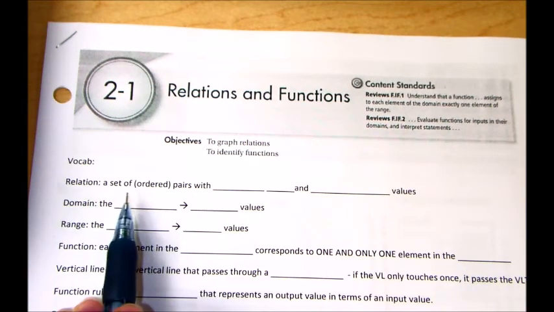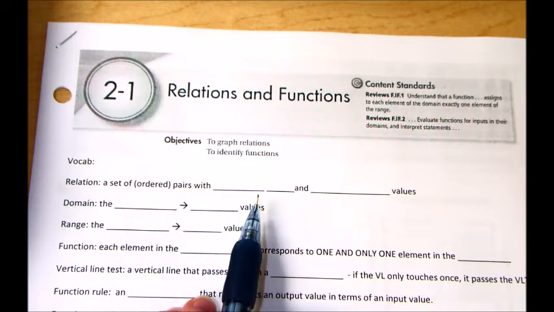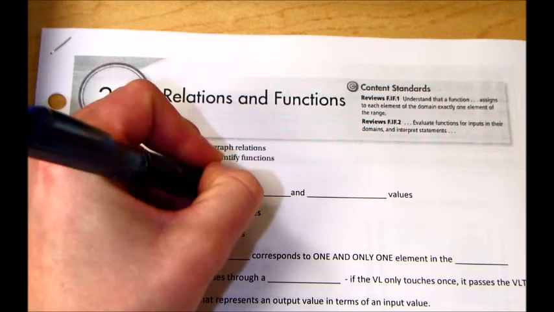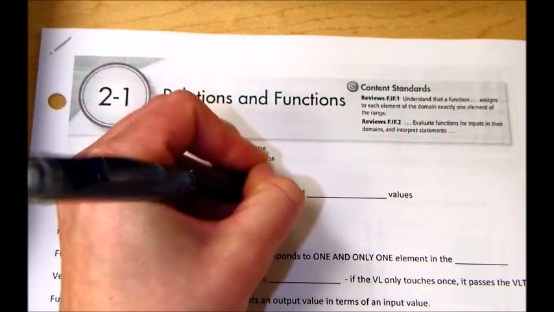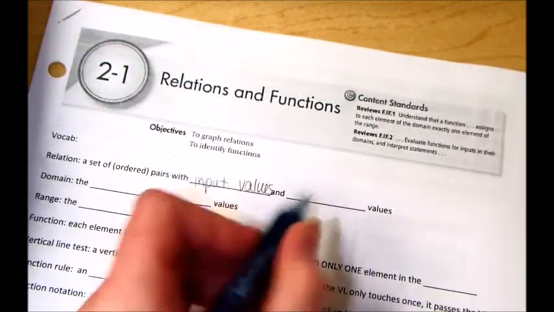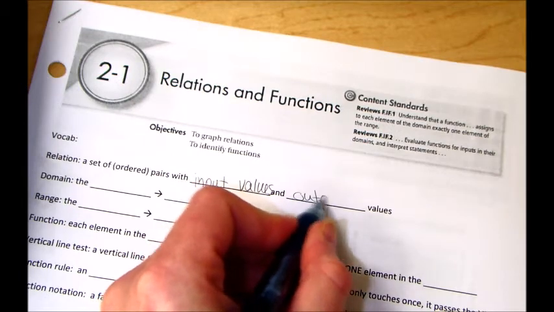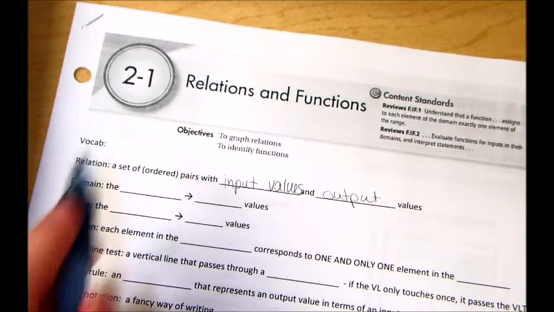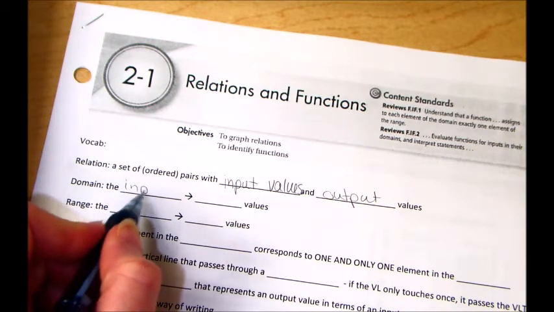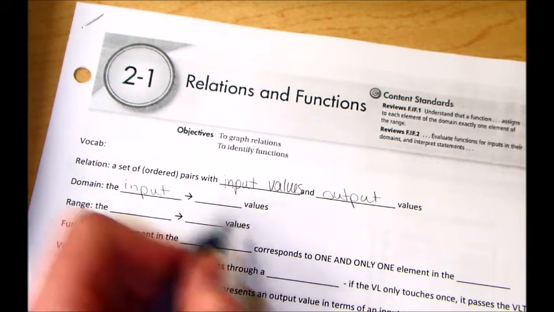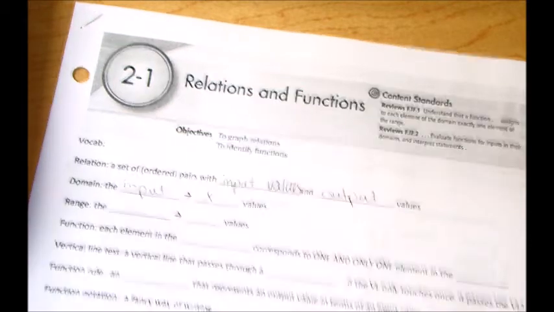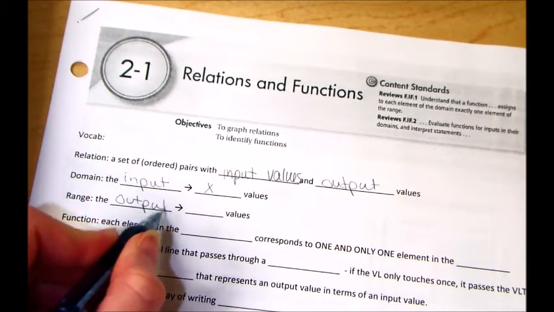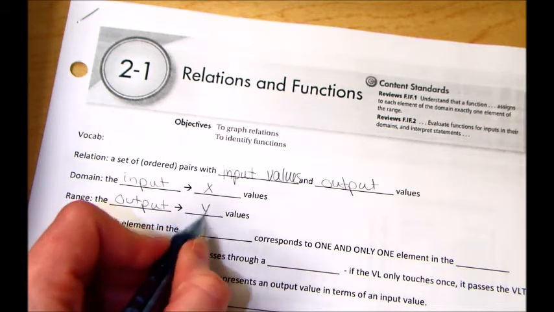A relation is a set of ordered pairs with input values and output values. So input values and output values. I'll try to keep my left hand out of the way. The domain, those are the input values, which are the x values, and the range are the output values, which are the y values.